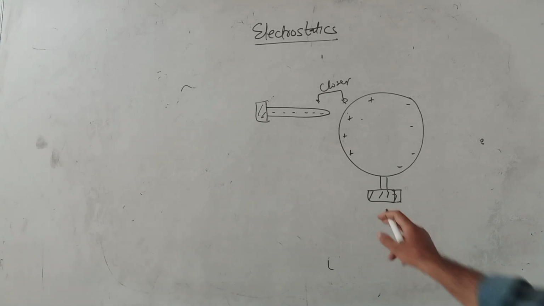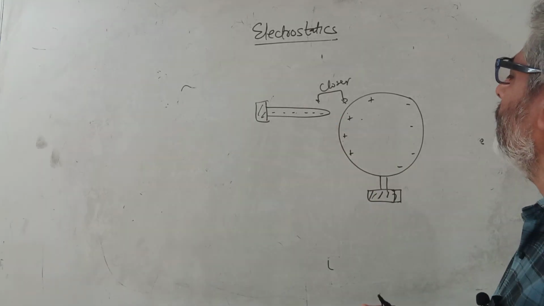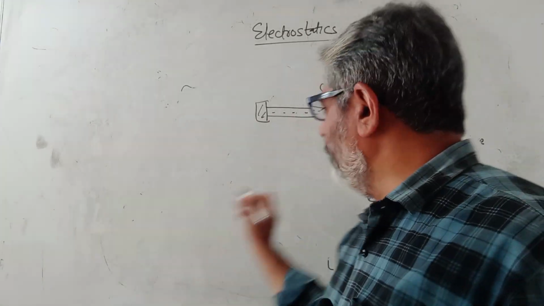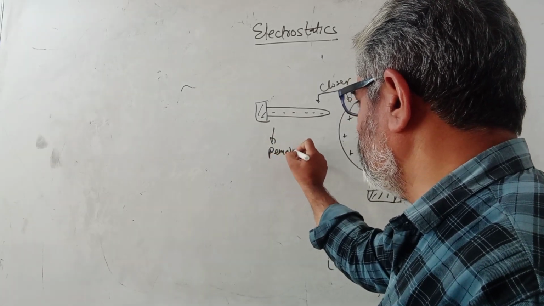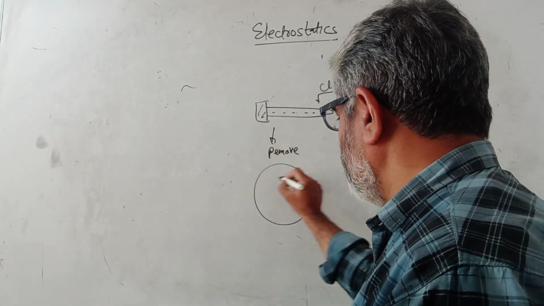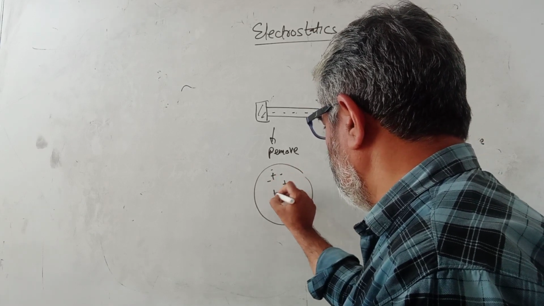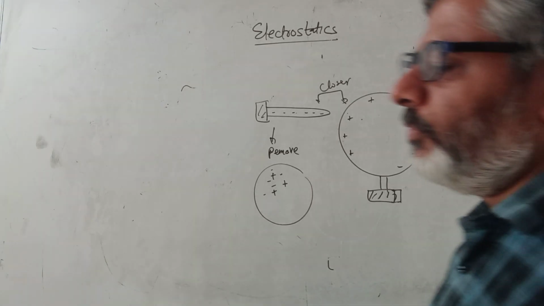Why? Because it is connected to a wooden stand and I am not actually touching it, so there is no flow of charge. So as soon as you remove it, it will again become the same. As soon as we remove it, it will become like positive, negative, negative, negative, positive, positive, negative. So there will no longer be a separation of charges.